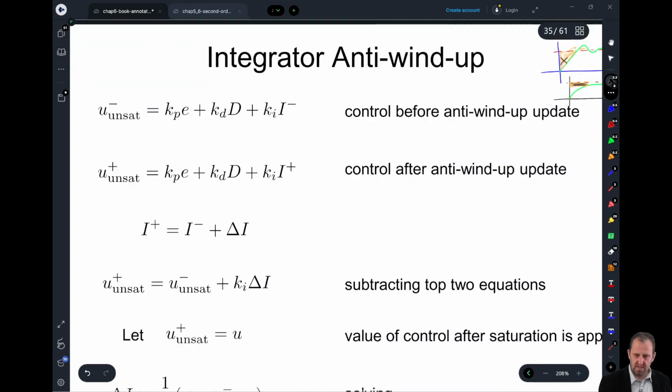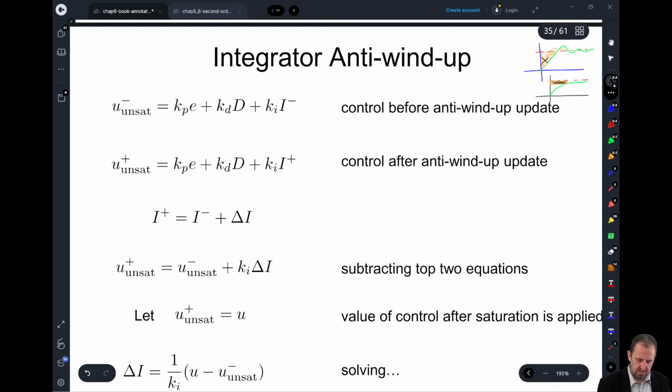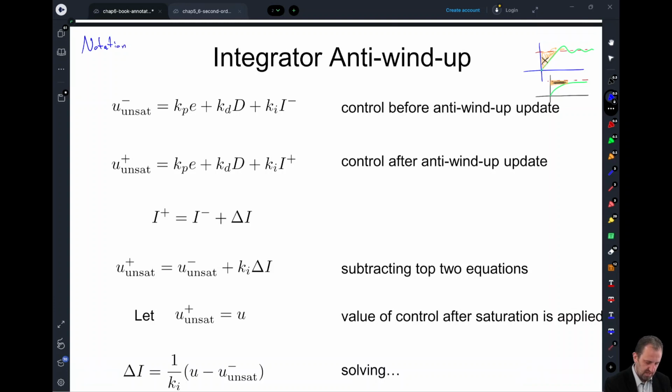So let's talk about this. There's a host of different ways to do anti-integrator windup, and this is just one decent way. The first thing I'm going to mention is notation. We use the superscript plus to denote after update, and the minus is before an update.